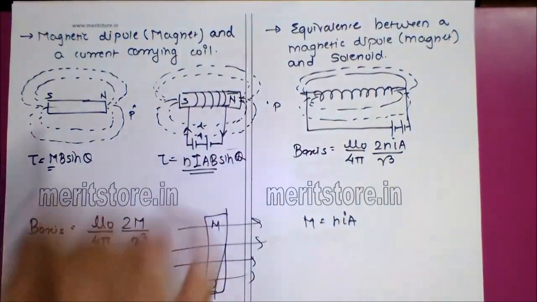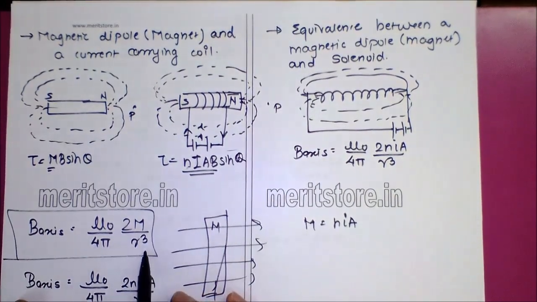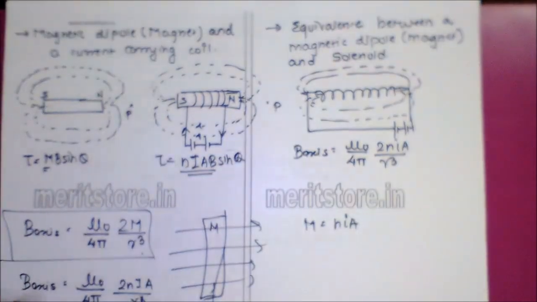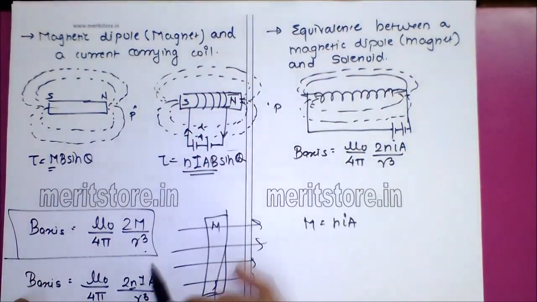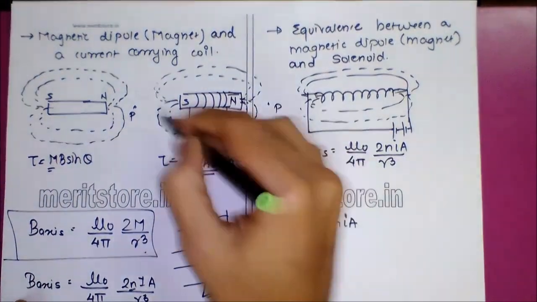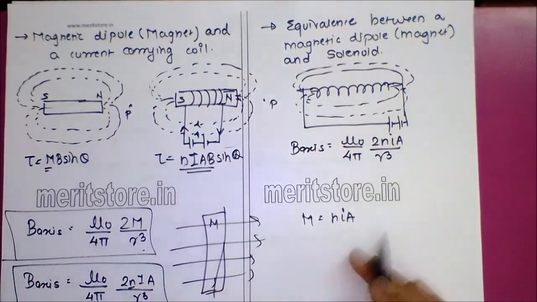For a simple magnet we get the formula B axis equals mu naught upon 4 pi, 2M upon r cubed, and for a current carrying coil it depends on mu naught upon 4 pi, 2M, that is the number of turns, I also, and the area. It depends on the area upon r cubed. So this is the difference between the magnetic inductions.